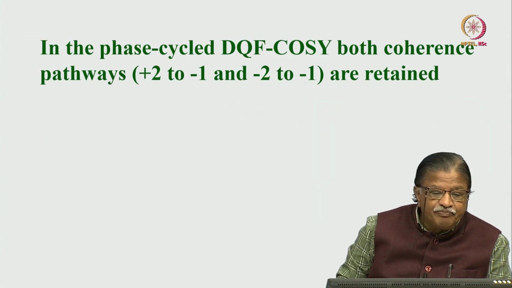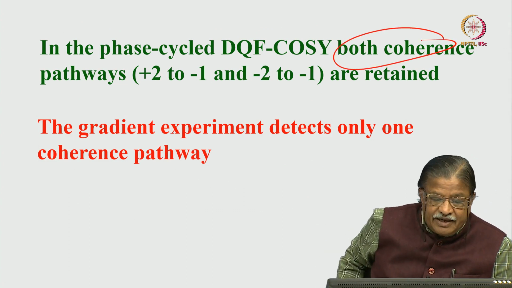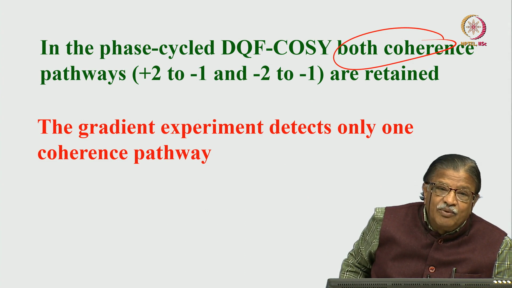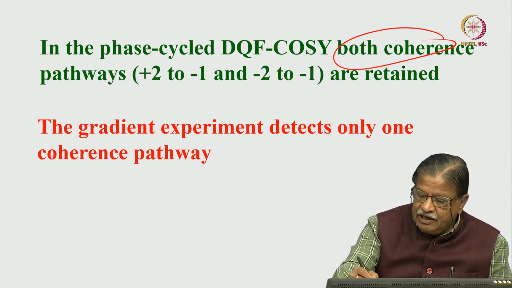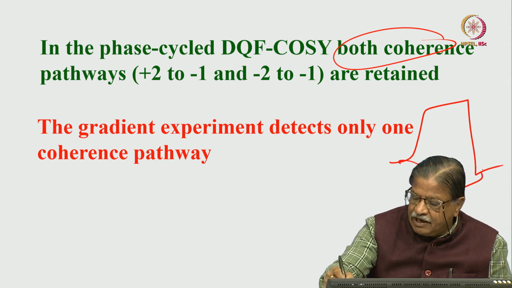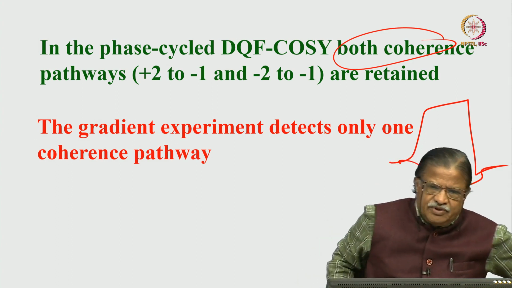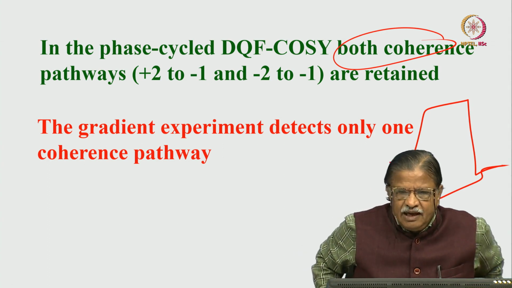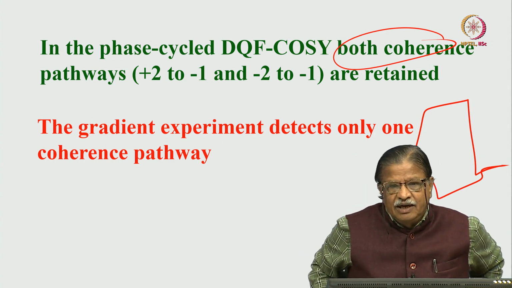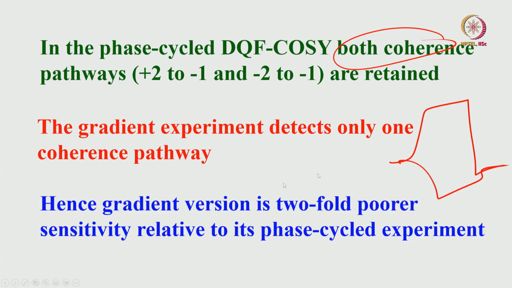So, generally in the phase cycling version of DQF COSY both the coherence pathways are retained. In the gradient version only one coherence pathway is retained. There are always two different coherence pathways. It can go here, come back to one, come back and come to here. In the phase cycled version of DQF COSY both are retained, whereas in the gradient version only one is retained. Obviously that tells you the sensitivity of this is less compared to the phase cycle selected way.